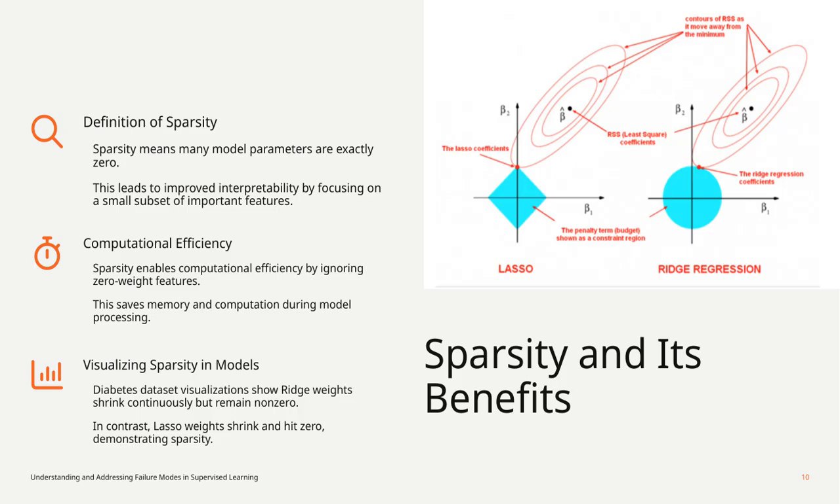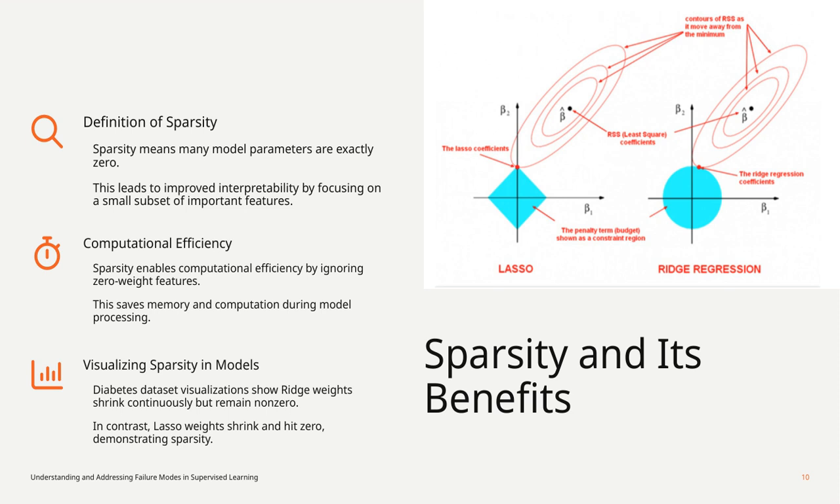Now, another key benefit of sparsity is computational efficiency. When the model ignores features with zero weights, it saves a lot of memory and processing power. This means faster training times and more efficient predictions, especially with large datasets. To make this more concrete, let's look at some visualizations from the diabetes dataset. With ridge regression, you'll notice that the weights shrink gradually, but don't quite hit zero. They just become smaller. On the other hand, with lasso regression, the weights not only shrink but actually hit zero, effectively removing those features from the model.